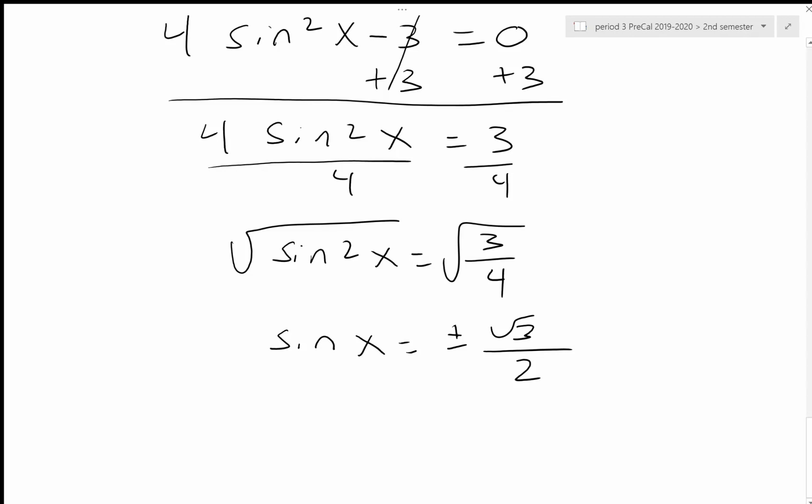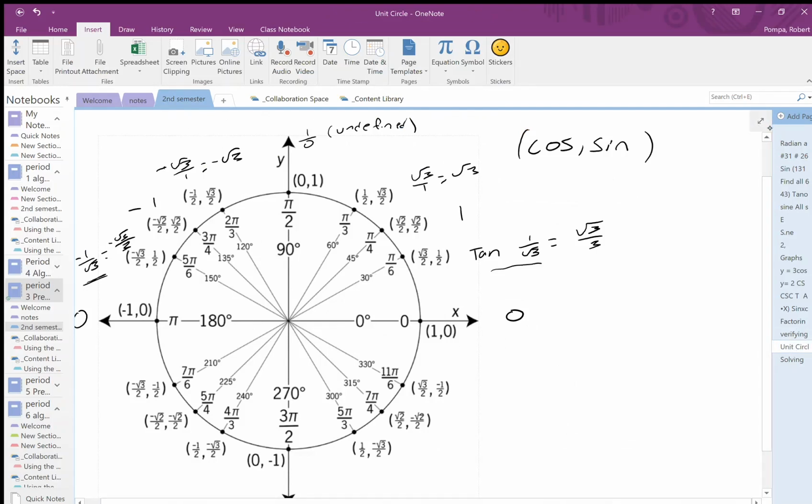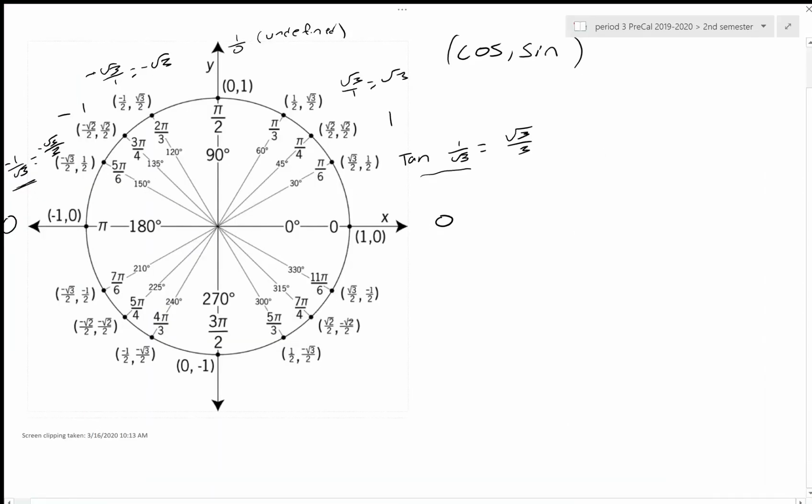So we're looking for where sine is square root of 3 over 2, plus or minus. Let's go to our unit circle. Sine square root of 3 over 2. Okay. Here's one of them. Pi over 3. Square root of 3 over 2. 2 pi over 3. Let's see. Square root of 3 over 2 over here. 4 pi over 3. Because we're also looking for the negative ones. And then another one. 5 pi over 3. So we got 4 different answers. Okay. So pi over 3, 2 pi over 3, 4 pi over 3, 5 pi over 3.